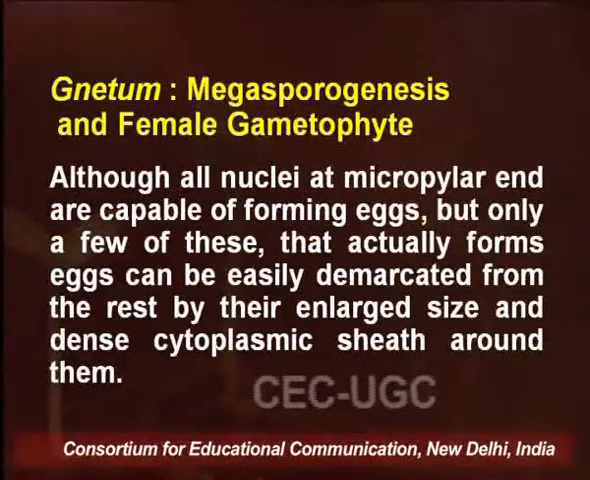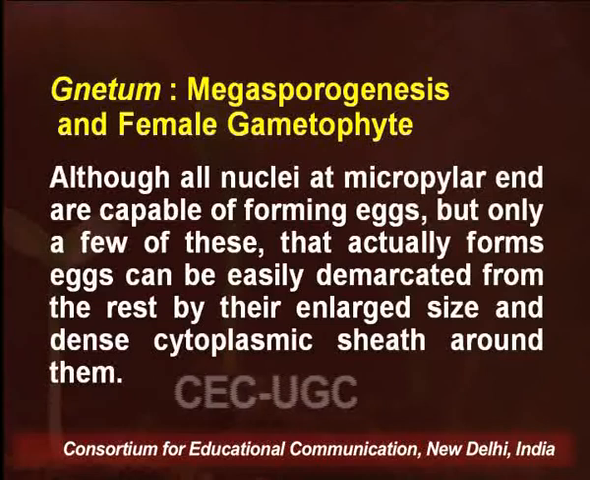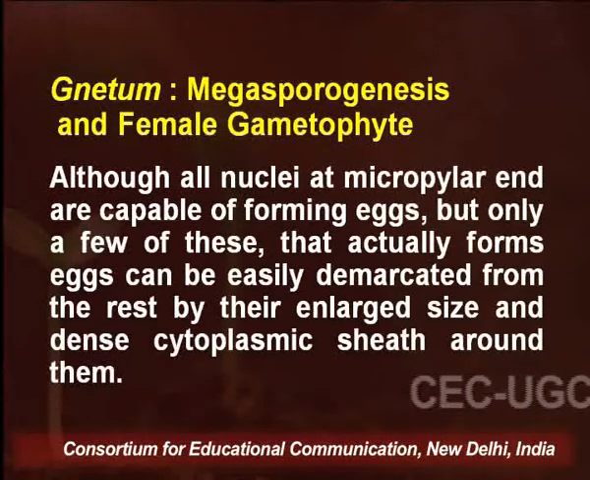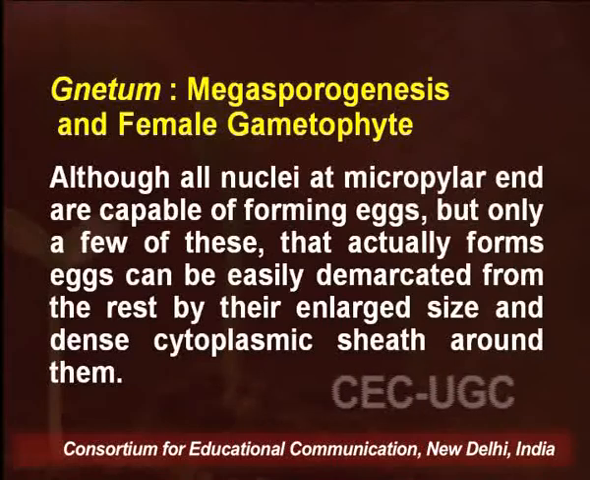Now let us talk about the Gnetum female gametophyte. The free nuclei get distributed more towards the chalazal end and very few at the micropylar end. Although all nuclei at the micropylar end are capable of forming eggs, only a few of these actually form eggs that can be easily demarcated from the rest by their enlarged size and the dense cytoplasmic sheath around them.